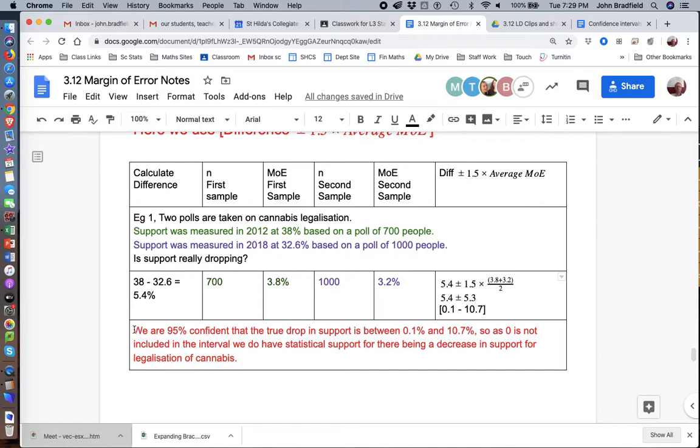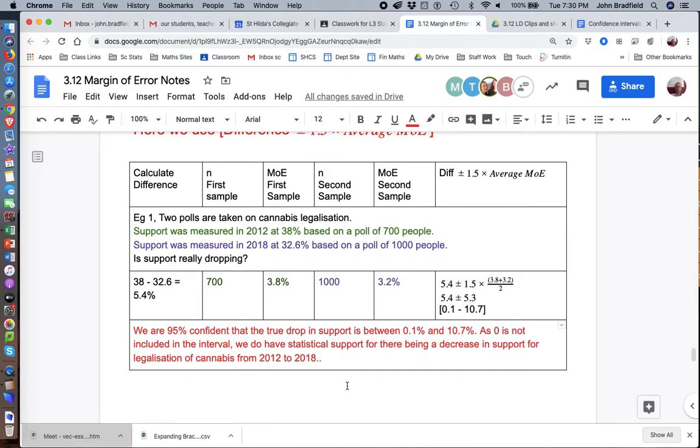So our conclusion would be we're 95% confident that the true drop in support is between 0.1% and 10.7%. So 0 is not included in the interval. And I might word that differently and say, as 0 is not included in the interval, throw a comma in there for good measure, we do have statistical support for there being a decrease in the support for the legalization of cannabis from 2012 to 2018 in New Zealand.